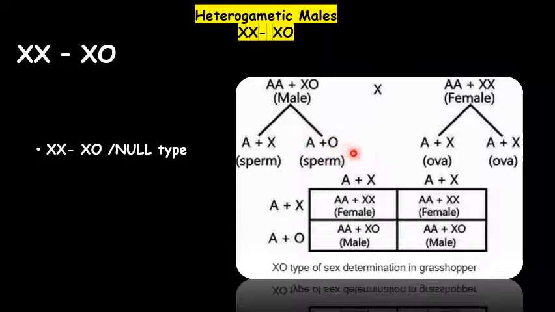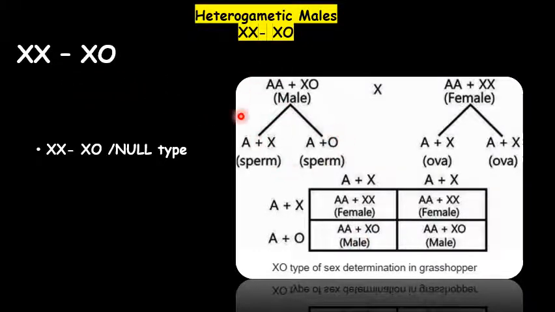So this sperm again goes and fertilizes with this egg, and what do you get? Males. Likewise, if this sperm goes and fertilizes with this egg, you get males, which means X without a chromosome is what we call males, right? So this is what we call XX-XO type.